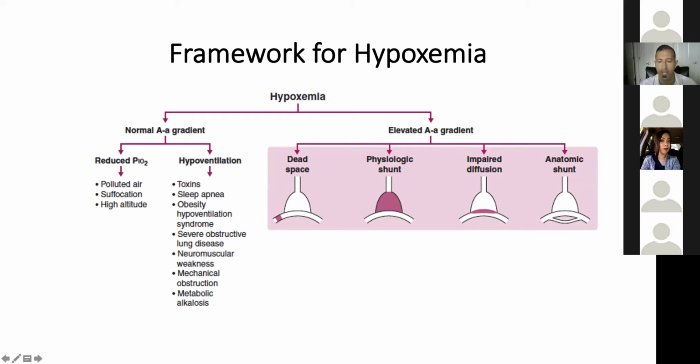Now, can you guys name some conditions that would cause each one of these mechanisms? Let's just name one or two in each category. What's a classic cause of dead space where you have blocked blood flow to a part of the lung? Pulmonary embolism, perfect. How about physiologic shunt? What can fill the alveoli, thereby causing physiologic shunt? What conditions?